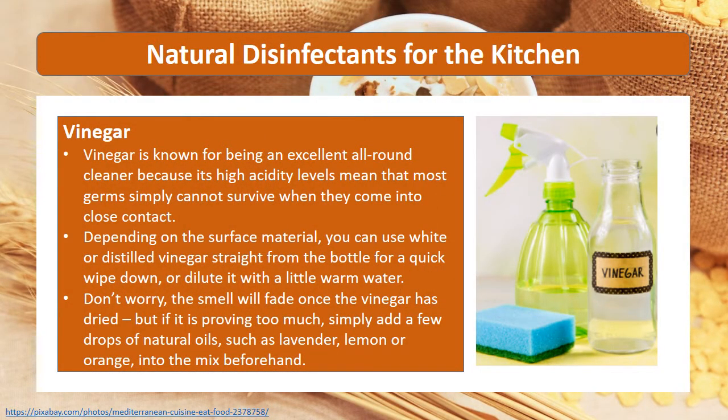One of the natural disinfectants for the kitchen is vinegar. Vinegar is known for being an excellent all-around cleaner because its high acidity level means most germs simply cannot survive when they come into close contact. Depending on the surface material, you can use white or distilled vinegar straight from the bottle for a quick wipe down, or dilute it with a little warm water.